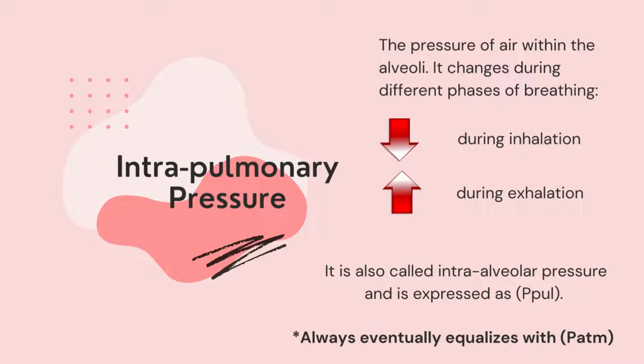Intrapulmonary pressure is the pressure of air within the alveoli that changes during different phases of breathing. It is also called intraalveolar pressure. The intrapulmonary pressure of alveoli equalizes with the atmospheric pressure because alveoli are connected to the atmosphere via tubing of the airways.